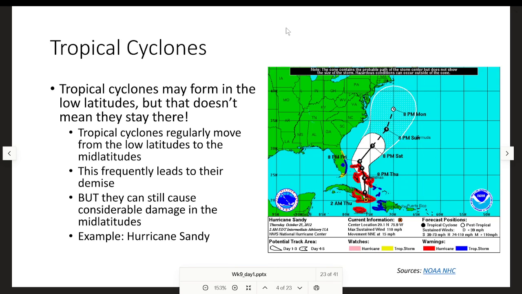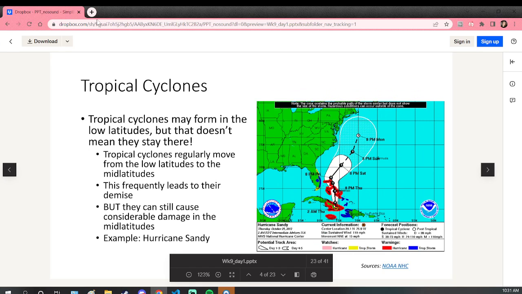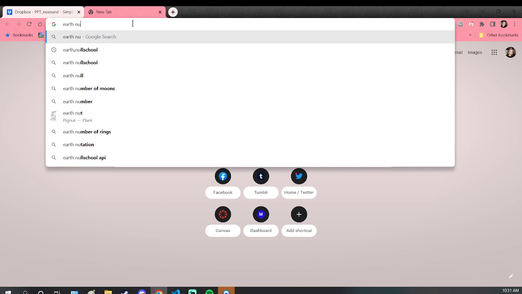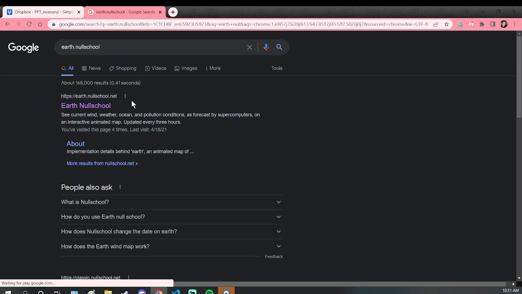Okay, so let's talk a little bit more about tropical cyclones. They may form in the low latitudes, but they don't stay there. So they usually form off the coast of Africa, and they move in these easterly waves. So there's these waves coming off. I can show you this. Let's look at this really quick.